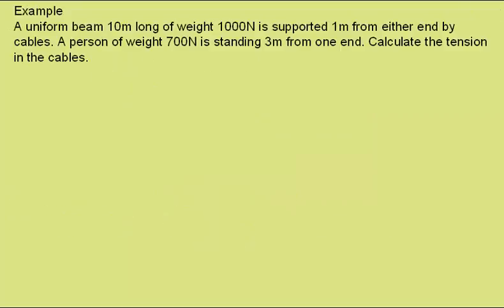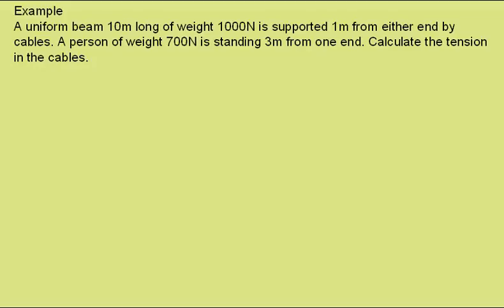Finally, to look at an example using numbers. A uniform beam, the uniform, remember, means we can take the centre of mass as acting at the centre of the beam, 10 metres long of weight 1000 newtons, is supported 1 metre from either end by cables. A person of weight 700 newtons is standing 3 metres from one end. Calculate the tension in the cables.